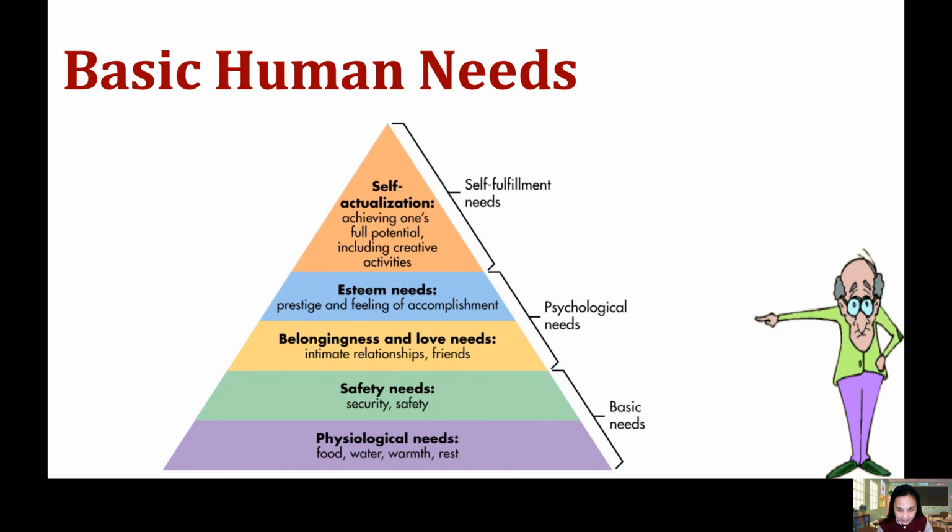So, to meet the second part of our human needs, which is the safety needs, you need to meet first the first part, which is physiological needs. You cannot reach the next step unless you meet the first need, which is physiological. So, the second one is safety needs.